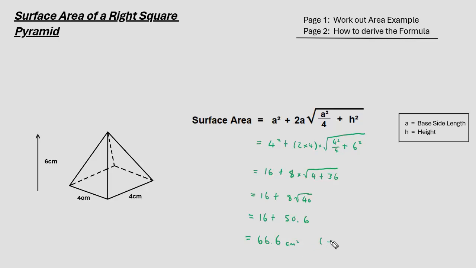That gives us a value to 1 decimal place for the surface area of this right pyramid, with the surface area being the area that covers the base and the 4 triangle side faces. And if you're still watching and wish to know where this formula comes from, we'll look at that now on the next page.